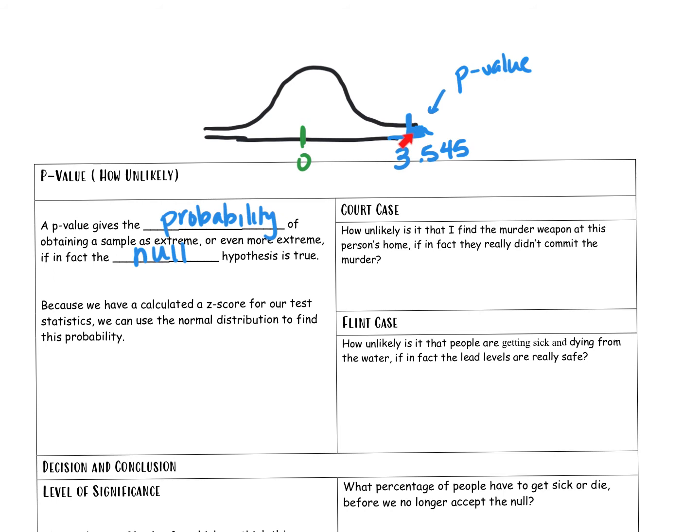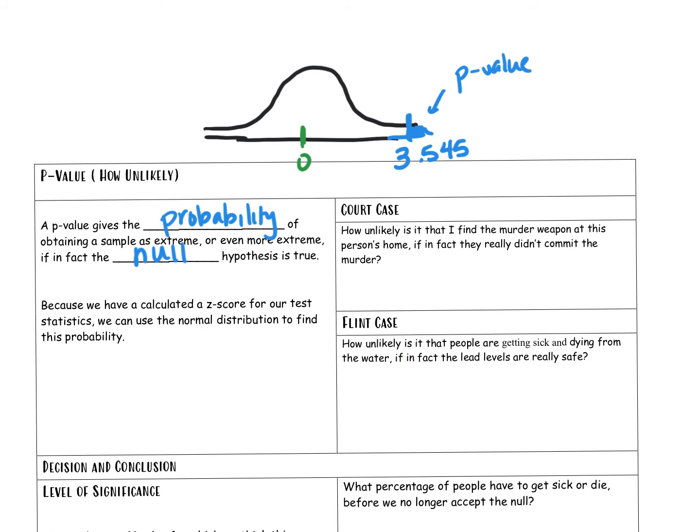So here's what you're asking yourself in a court case. How unlikely is it that I find the murder weapon at the person's home if in fact they really didn't commit the murder? So if in fact you're really innocent, should I find the murder weapon at your house? Is that likely? It could be, but it starts to leave more suspicion and guilt. Likewise, how unlikely is it that people are getting sick and dying from the water if, in fact, the lead levels are really safe? So, if my lead levels are really safe, how unlikely am I to have people dying and getting sick from this water? It should be highly unlikely.